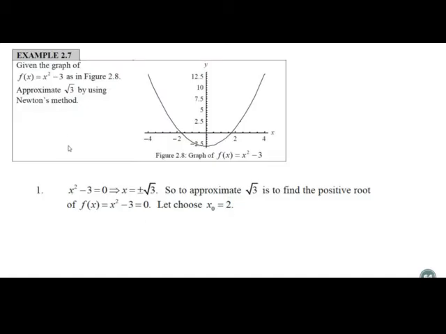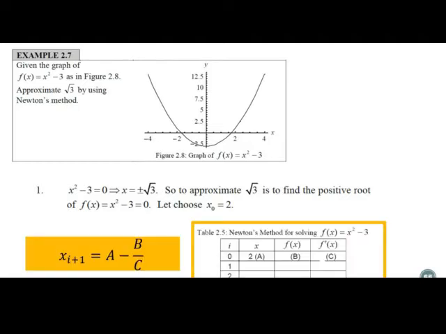So the first step, we need to approximate root 3. If we rearrange back the formula given here, you can approximate root 3 by finding the positive root of f(x) = x power of 2 minus 3 equal to 0. Because I would like to have the positive root, I have to guess the initial value. It is easier for me to choose between these two values, 1 and 2. I would like to choose 2 because this point is nearer to 2. In the Newton-Raphson method, you need to make an initial guess. That is the first step.